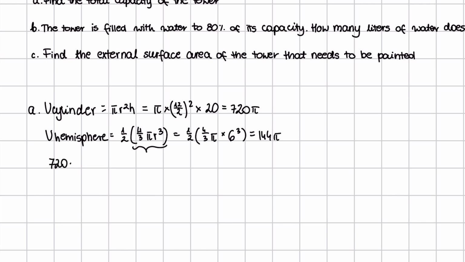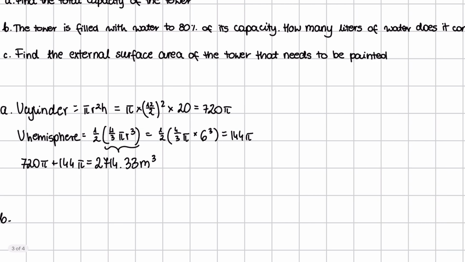And now we can add them and calculate it. So it's 2714.33 cubic meters. And B, the tower is filled with water to 80% of its capacity.